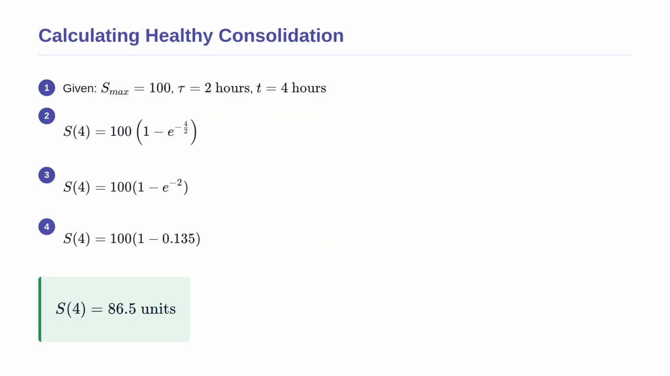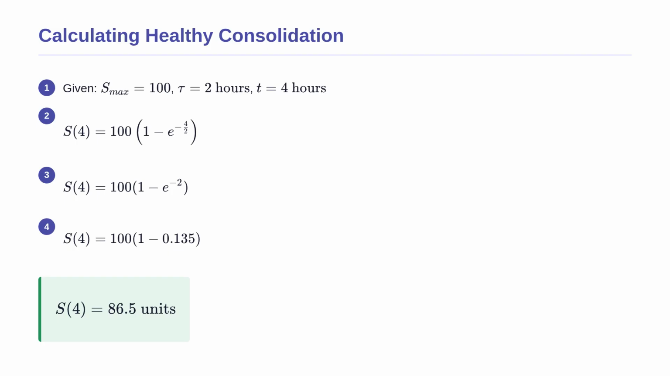Let us see this formula in action with a concrete example. Suppose a student learns a new concept with a maximum memory capacity of 100 units. Under healthy sleep conditions, their time constant tau is 2 hours. We want to find the memory strength after 4 hours.